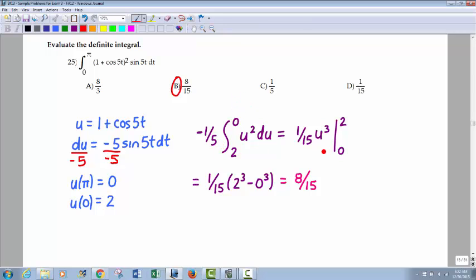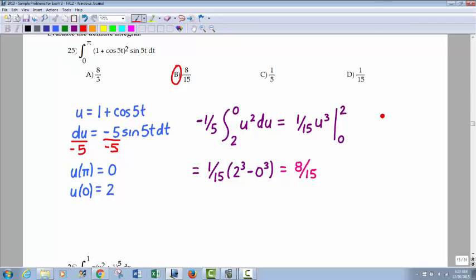So flipping this over, the antiderivative of u squared would be u to the 3 over 3, and that became positive. So it's 1/5 times 1/3, which makes 1/15 u cubed. And because we changed our limits of integration, we do not have to go back to the original cosine of t and sine of t. All that stuff is plug in 2 and 0. That's why I prefer doing it this way.